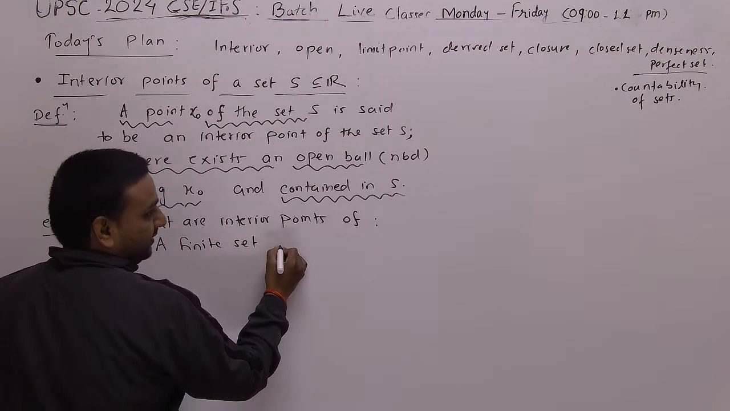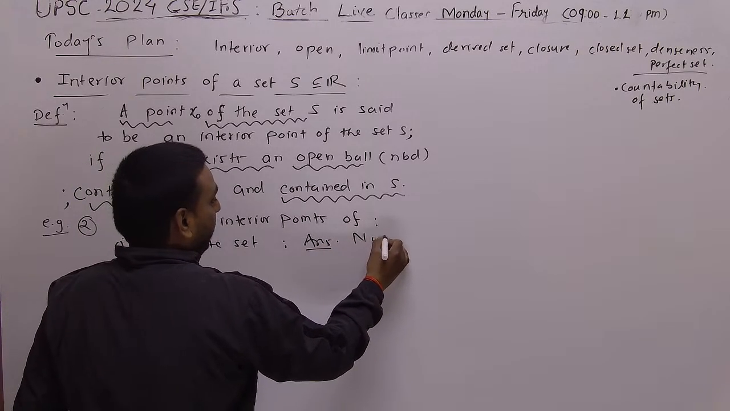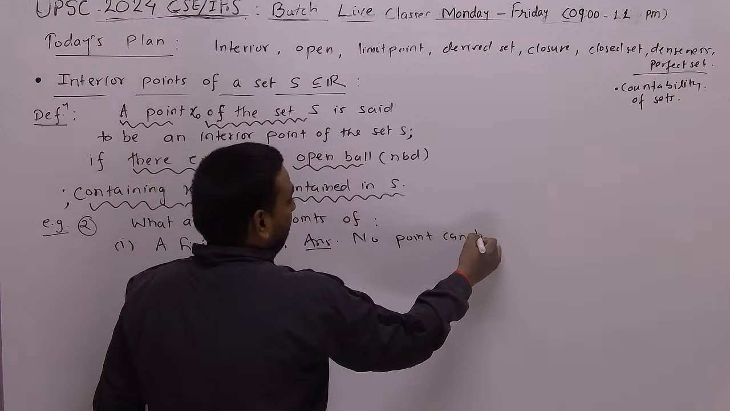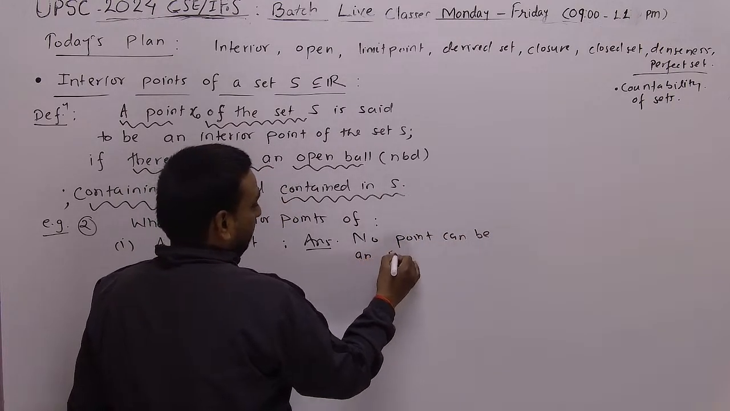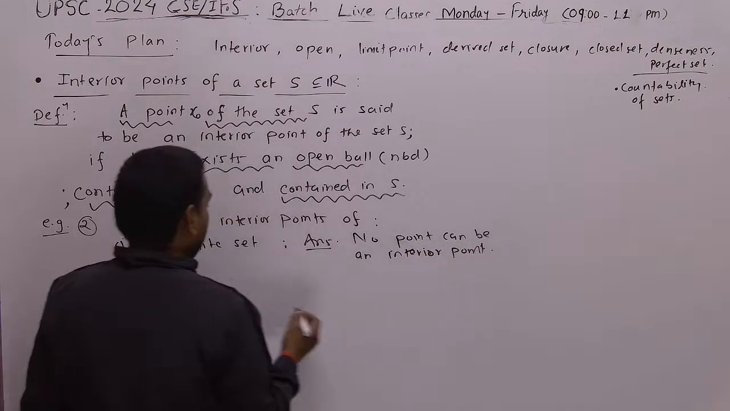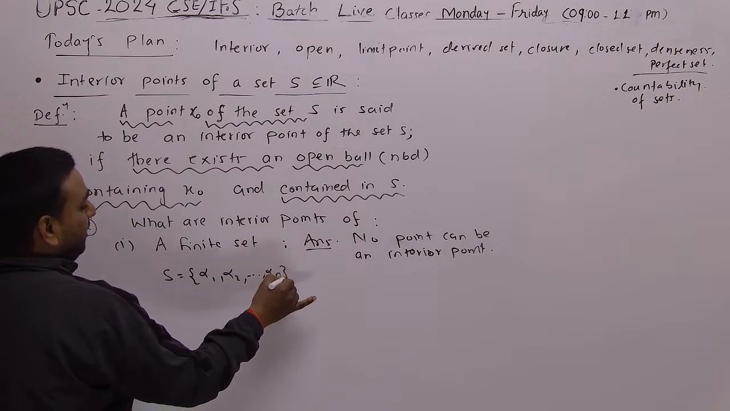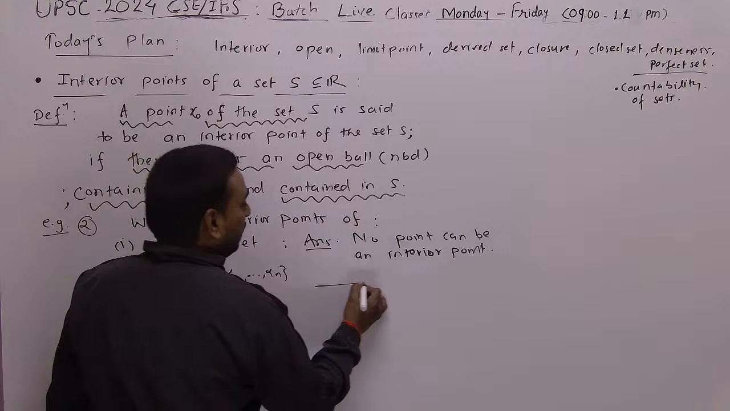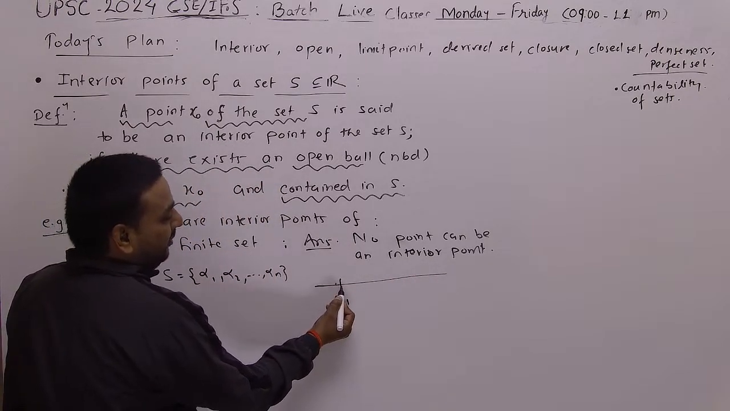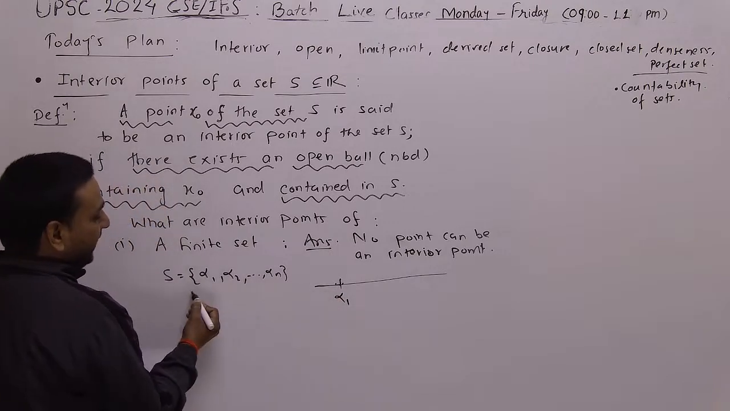A finite set. Answer is, no point can be an interior point. Right or not? For example, if you take any finite set, let's say alpha 1, alpha 2, alpha n. So over the real line, any of the points you take, if you take any ball, that ball will contain the points outside of the set, yes or not?